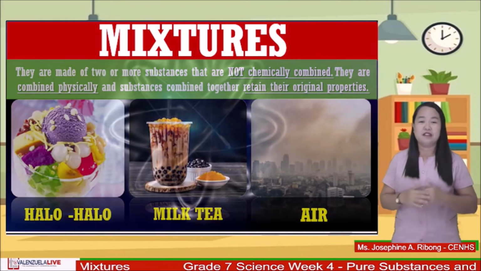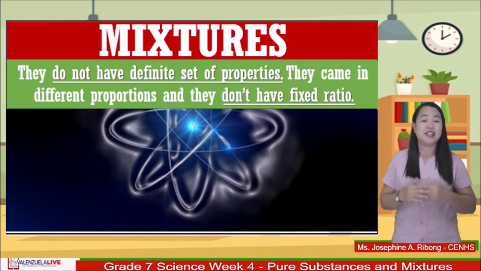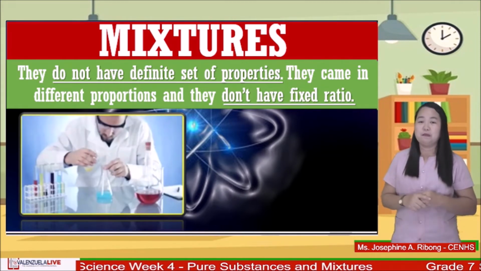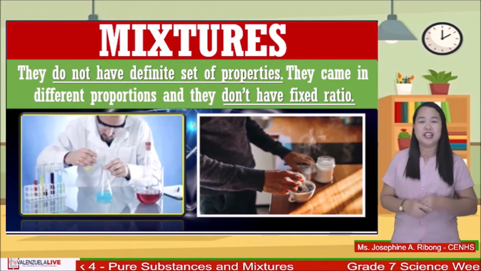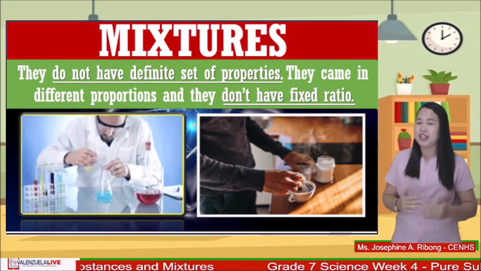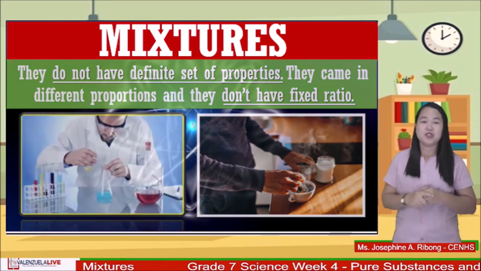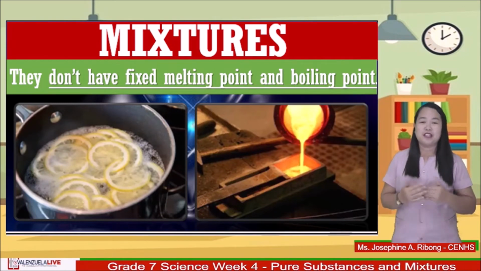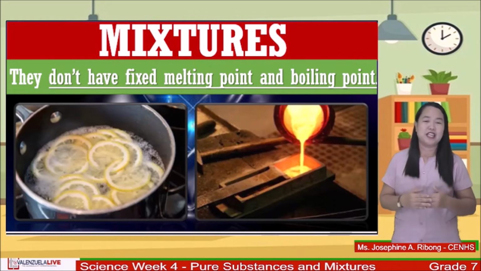Mixtures also do not have a definite set of properties. They come in different proportions and they don't have a fixed ratio. Meaning, it depends on the person who made or prepared the mixture, just like when you're doing a coffee blend. You can add more coffee powder or granules or more sugar. It really depends on the taste of coffee you like. One more thing is that mixtures don't have a fixed melting point or boiling point. The temperature of the melting and boiling point of the mixture depends on the properties of the combined substances.